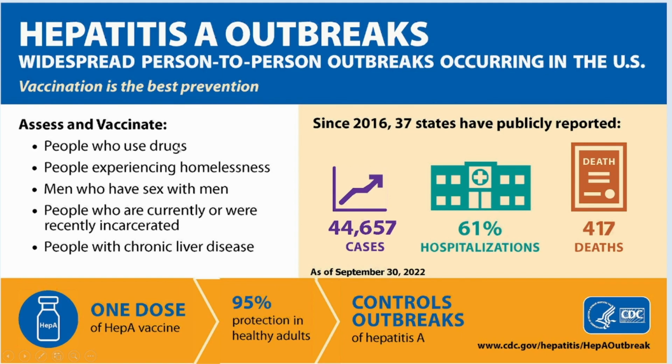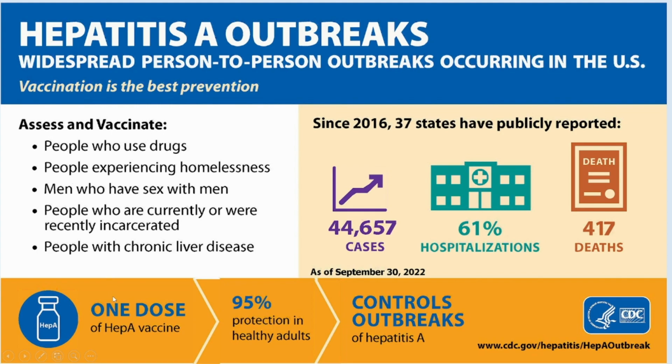People who use drugs, people experiencing homelessness, men who have sex with men, people who are currently or were recently incarcerated, and people with chronic liver disease are those who easily suffer from hepatitis A viruses.